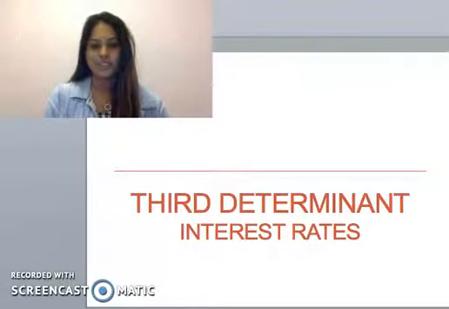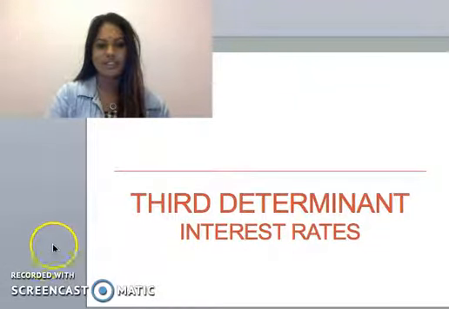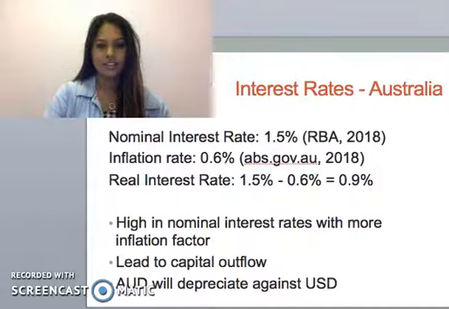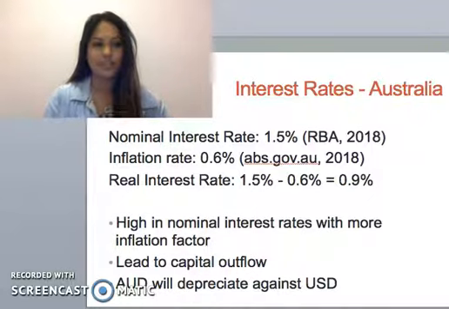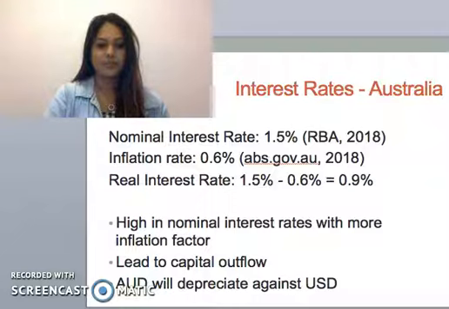So the third determinant we chose was interest rates. The nominal interest rate sits at 1.5% according to the RBA in 2018 for Australia. According to the Australian Bureau of Statistics, the inflation rate for Australia is quite high, therefore influencing the nominal interest rate to also be high. This will lead to capital outflow, and the Australian dollar will therefore depreciate against the US dollar.